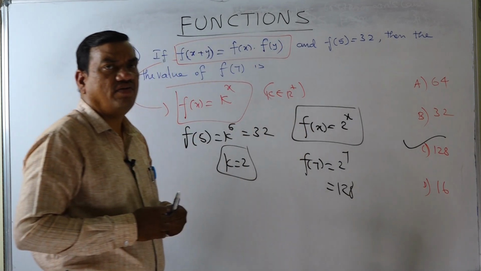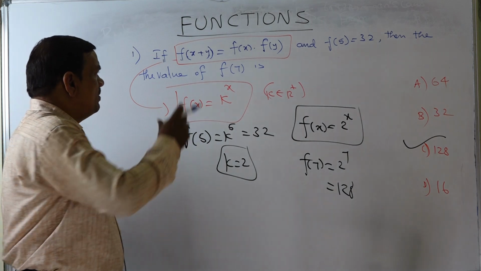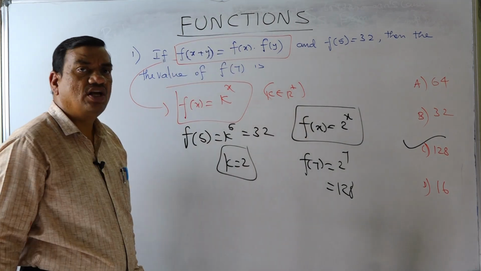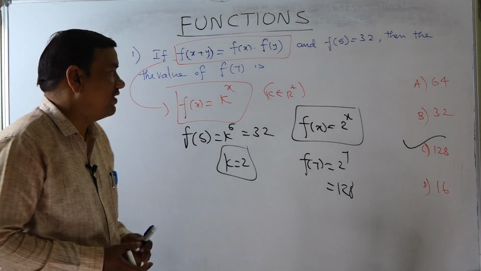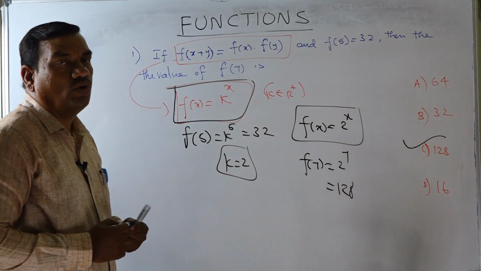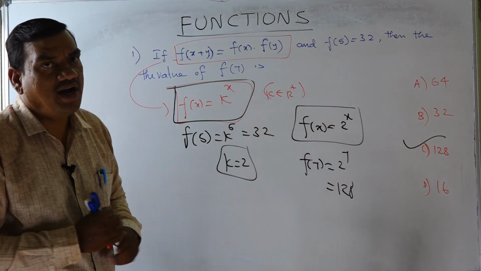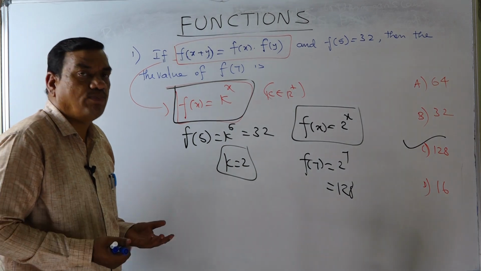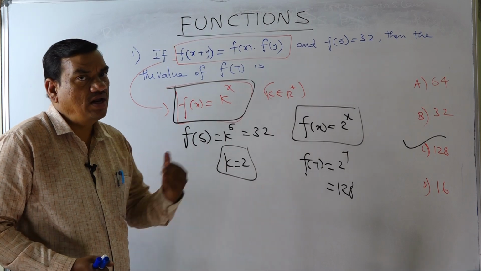So this is a very, very easy problem. The only thing is, whenever such a type of functional equation is given, f of x plus y is equal to f of x times f of y, immediately f of x is equal to k power x should strike in your mind. Otherwise, you can't do this problem. Okay, na? I hope that you understand this solution. Let us go for the next problem.